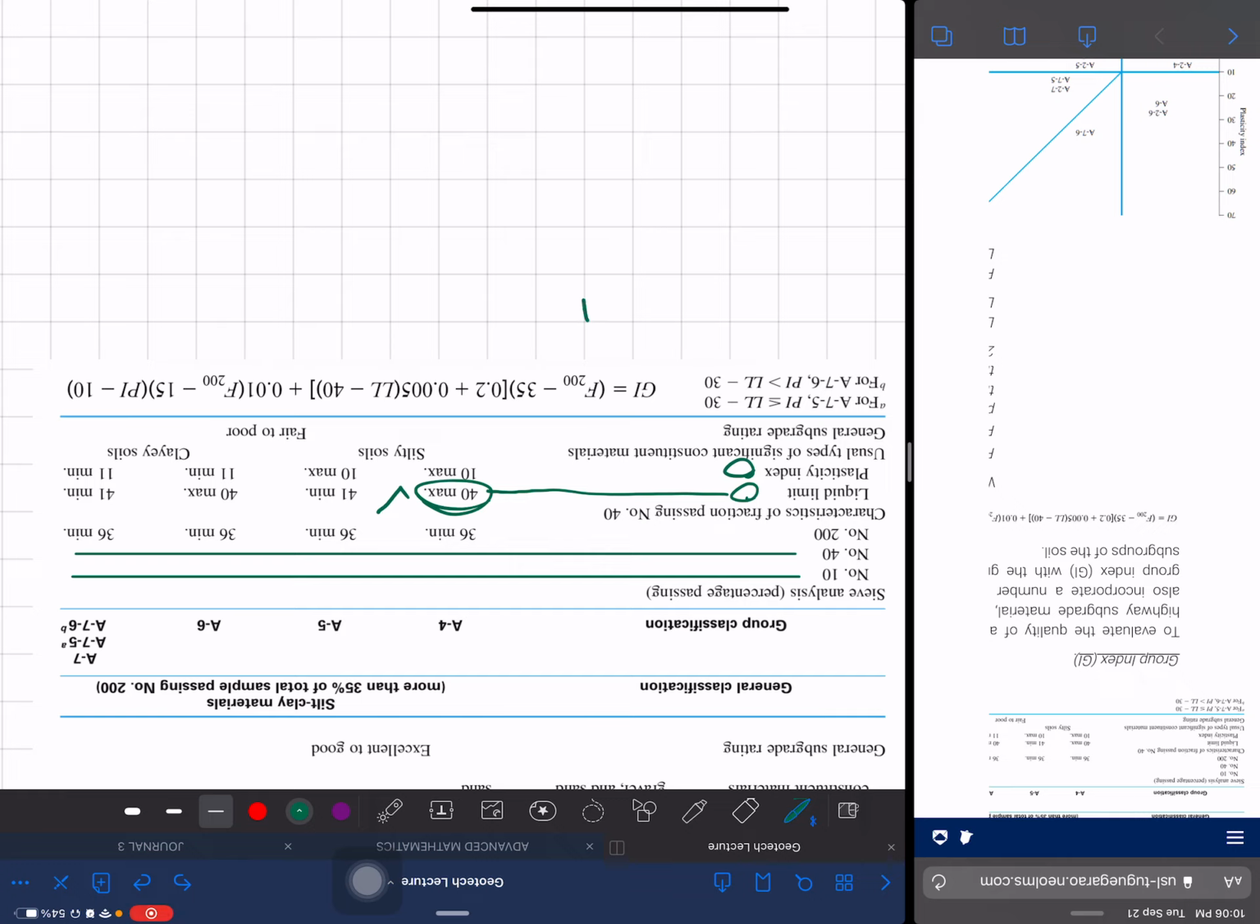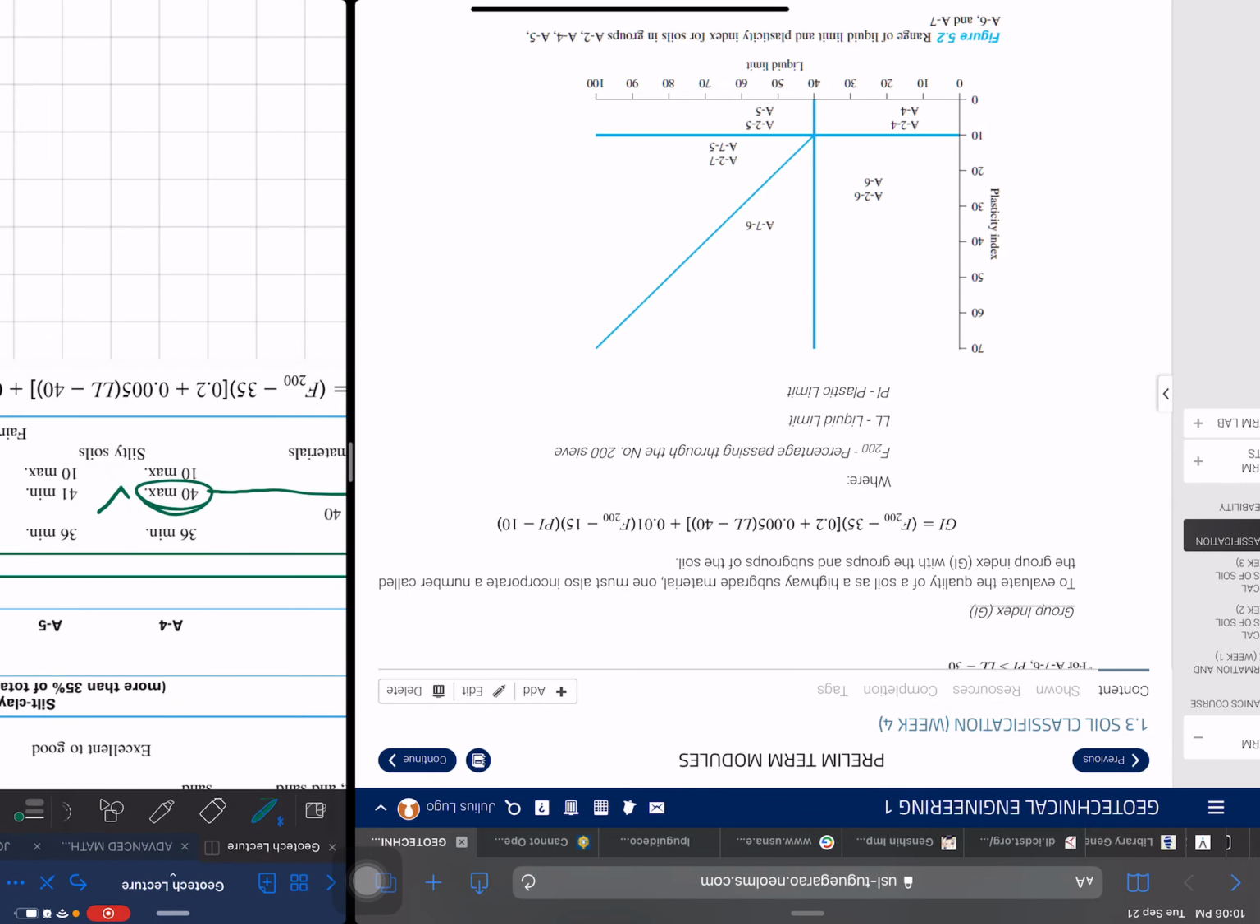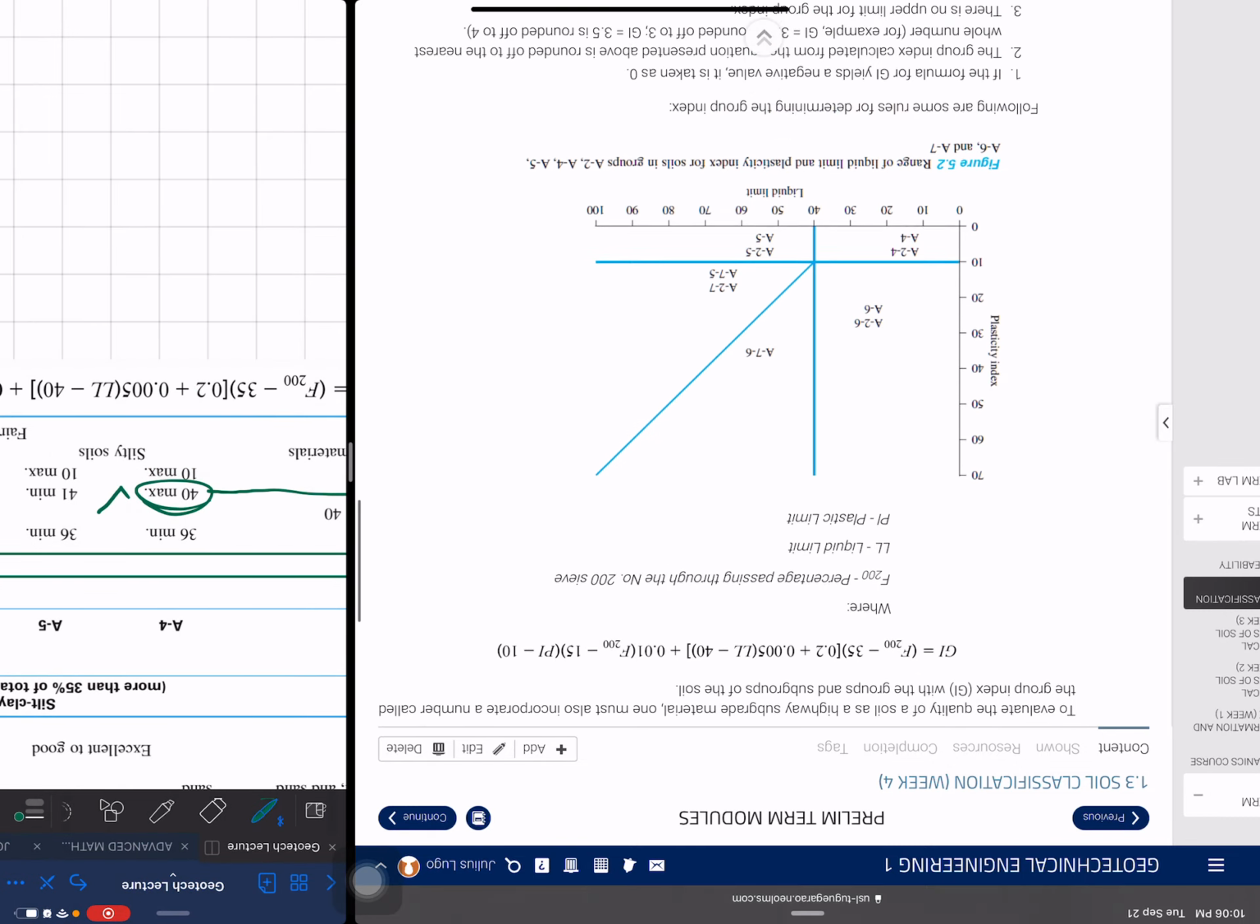Okay? So, your plasticity index is equal to liquid limit minus plastic limit. Okay? So, kung binigay yung plastic limit, tapos, kukompute mo yung PI. Okay? So, yun lang naman, guys. Ngayon, meron tayong conditions for the group index of the soil. Meron tayong group index condition for any soil.